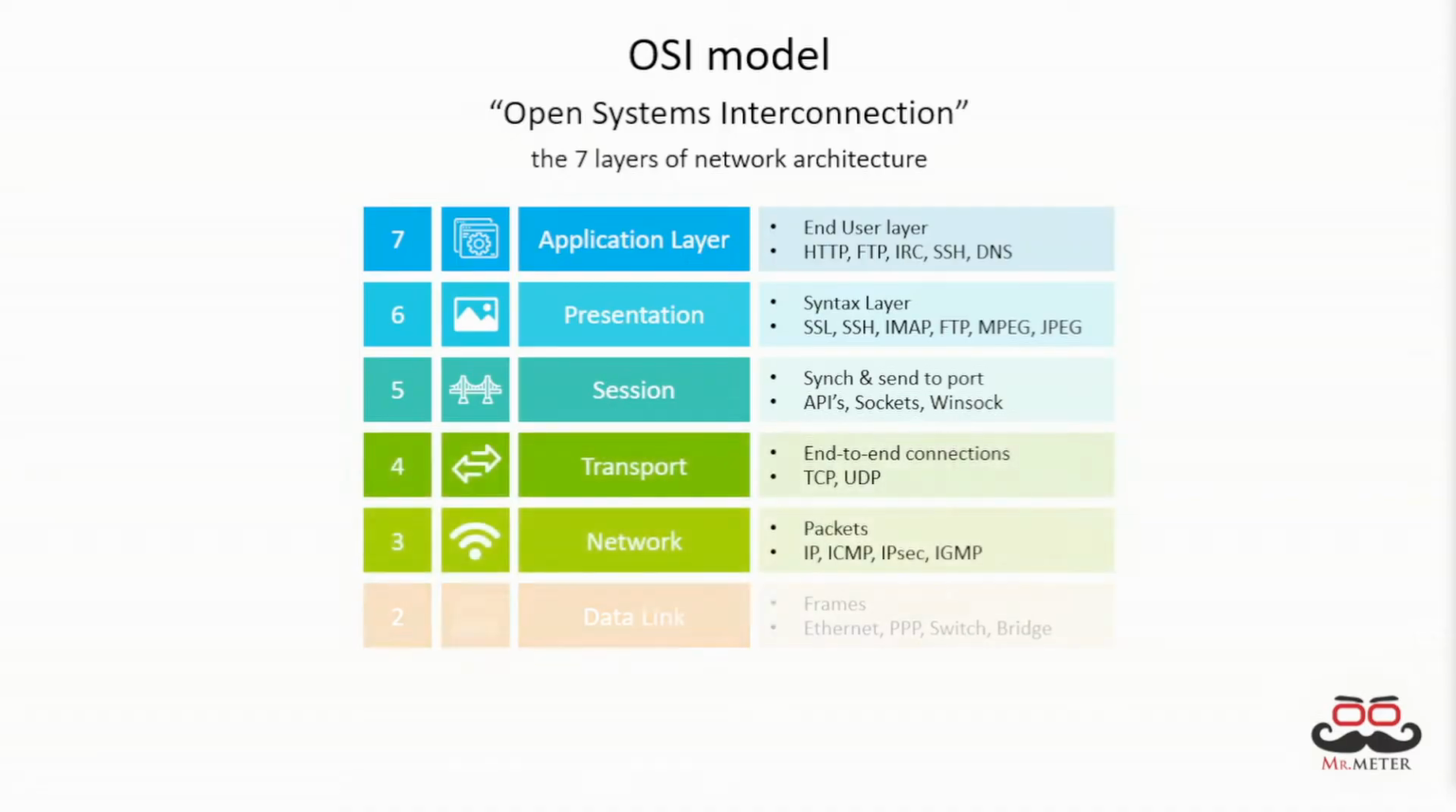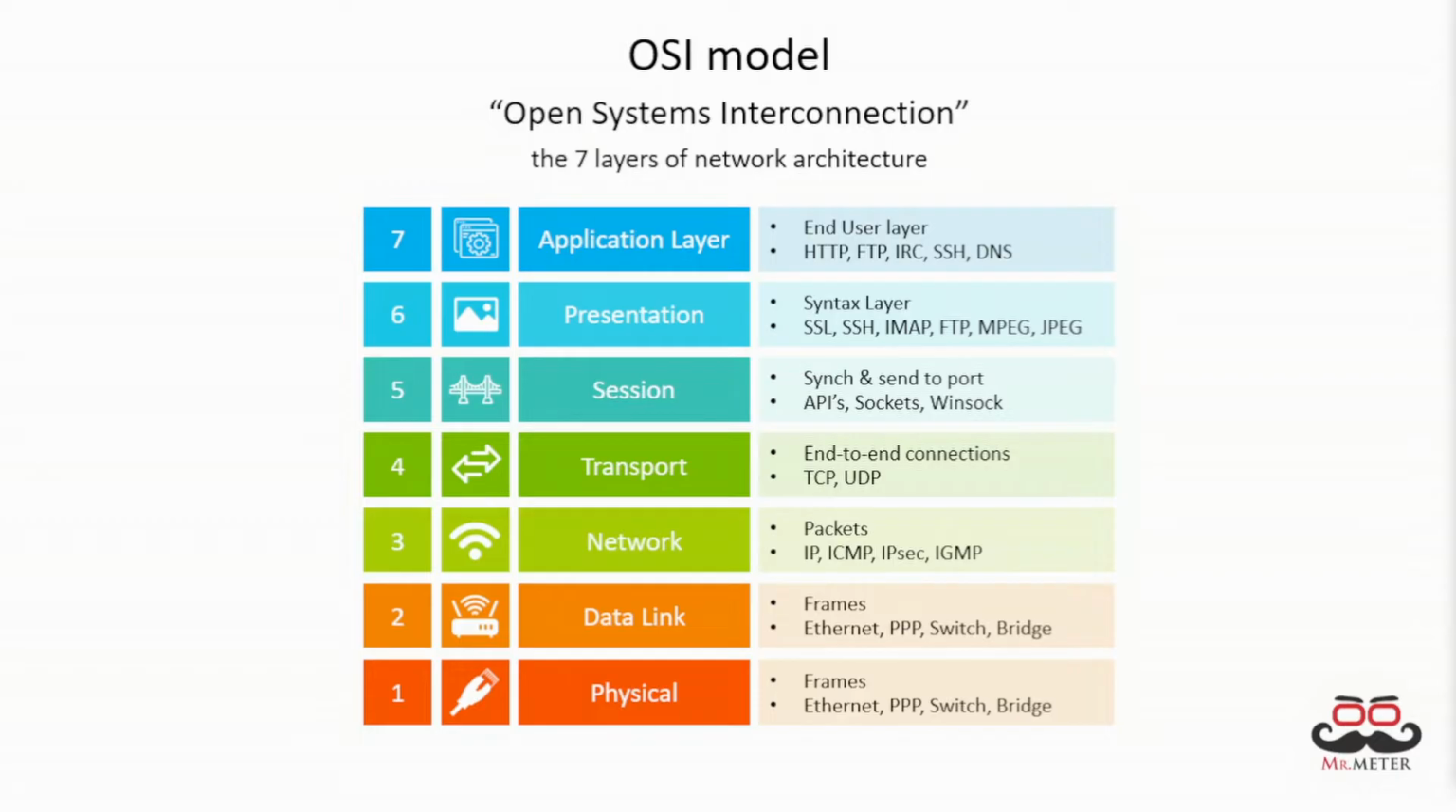OSI stands for Open Systems Interconnection and is a model that describes 7 layers that computer systems use to communicate over a network. As you can see, the layers are in a particular order that best visualizes how data from the applications we use is prepared and translated to different layers and back again.